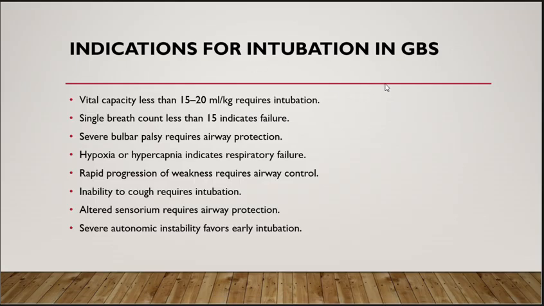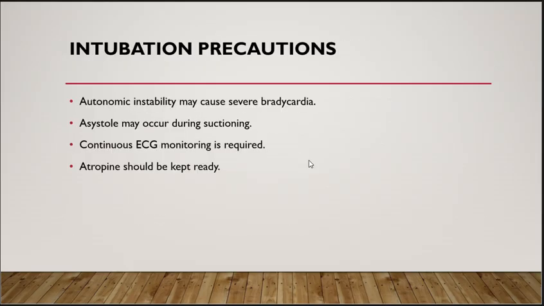When to intubate patients of GBS: where the vital capacity is less than 15 to 20 and the single breath count is less than 15, where there is severe bulbar palsy, hypoxia or hypercapnia which indicate respiratory failure, and rapid progression of the weakness requires airway control. Inability to cough might require intubation. Altered sensorium requires airway protection, and so does severe autonomic dysfunction.